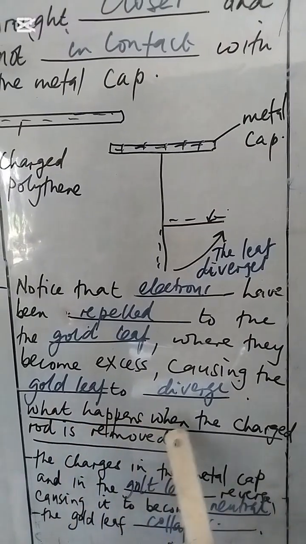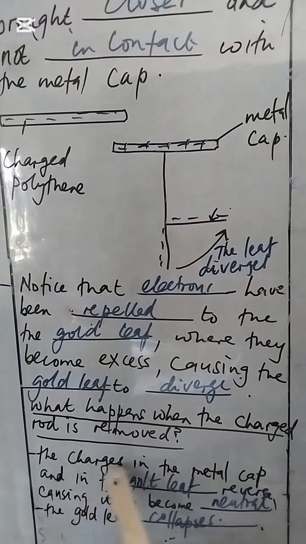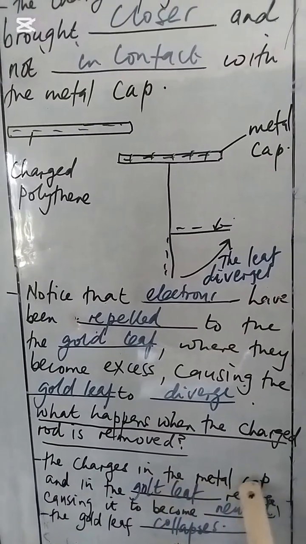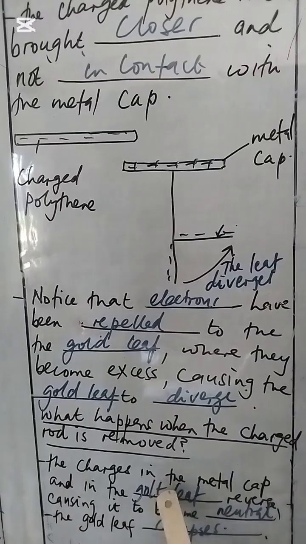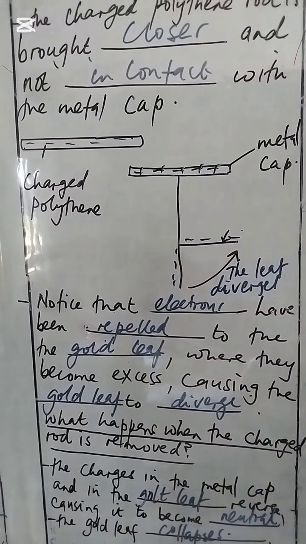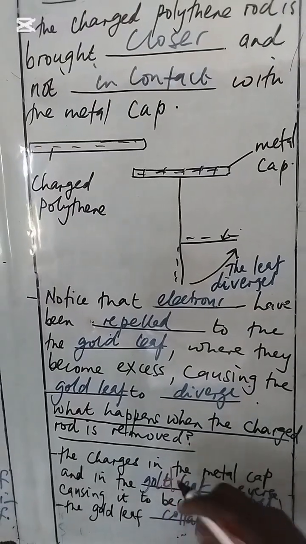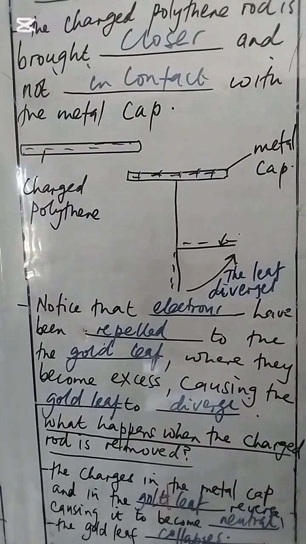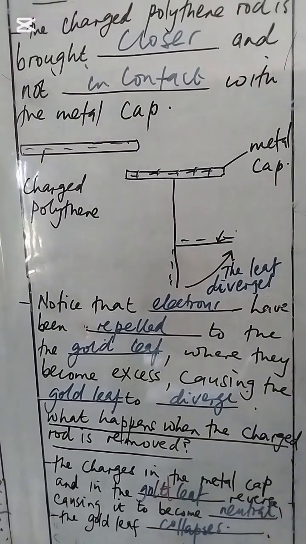What happens when the charged rod is removed? Simply, the charges in the metal cap and in the gold leaf will reverse, causing it to become neutral. The gold leaf then collapses.